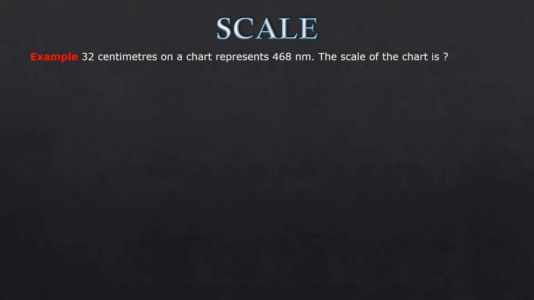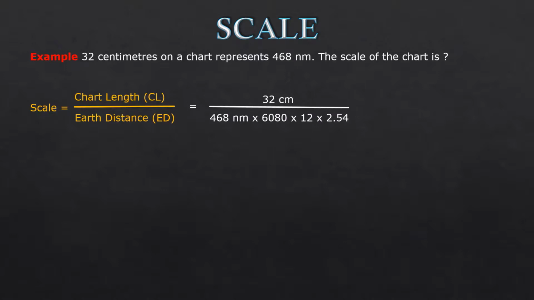Second example, 32 centimeter on a chart represents 468 nautical miles. We have to find the scale of the chart. So again the formula, scale equals chart length divided by Earth distance. Putting in the values, the scale is 1 divided by 2710282. It is very simple. Just putting the values in the formula, I will get the answer.